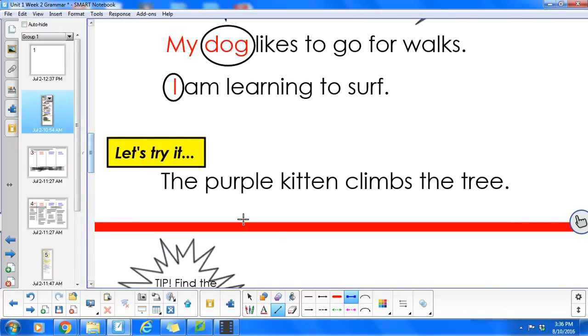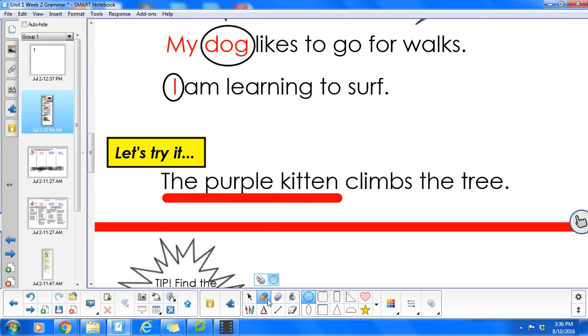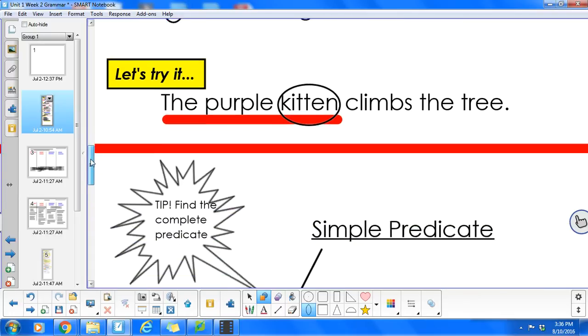So let's try here. So here we have our whole complete subject, the purple kitten. So now we need to find what thing actually climbs the tree. Well, it's not purple that climbs the tree. It's the kitten that climbs the tree. So kitten is what's called a simple subject in this sentence.